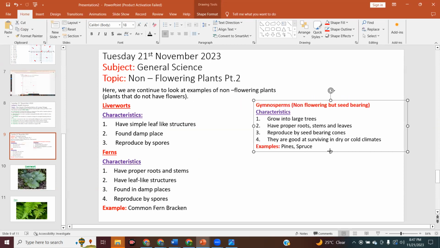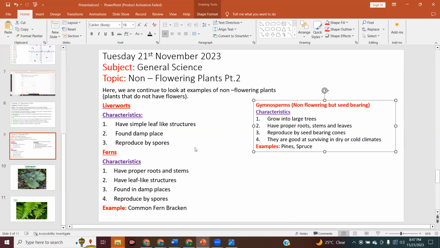Okay, so those are the three that we'll look at for the day. We have the liverworts, the ferns, and the gymnosperms. Now, let me give an example of the gymnosperms. We know the pines. Gymnosperms are different from angiosperms. Gymnosperms do not have any flowers.